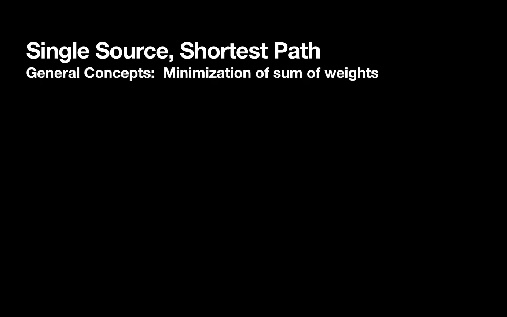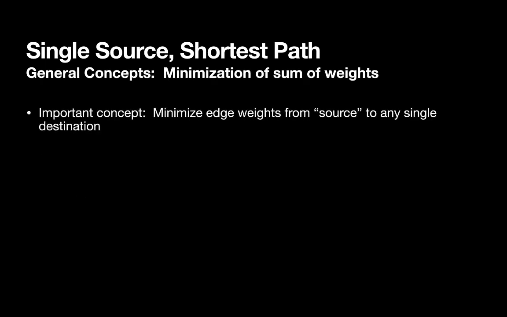Okay, we're going to try and minimize the sum of weights. So an important concept here is that we minimize the edge weights from the source to any single destination. So we'll come up with several different paths. Each of these paths is the best possible path from our start to each possible destination.